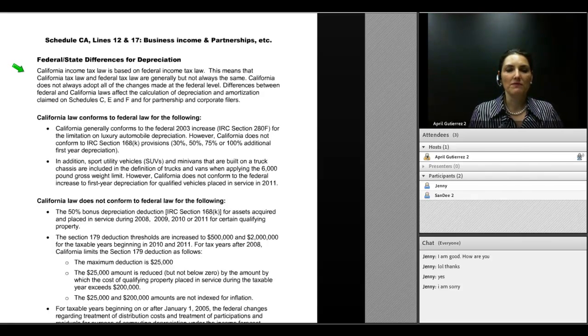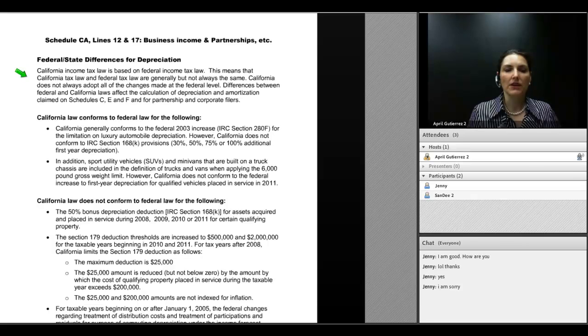So California law is, of course, based on federal law. And this means that California law and federal law are generally, but not always, the same. And you figure differences between federal and California law for depreciation and amortization on specific schedules that California provides. And then whatever difference you calculate on those schedules is going to be an addition or subtraction on your California return. And specifically, those depreciation differences affect profits reported on Schedule C, E, and F, as well as from flow-through entities like partnerships and S corporations.